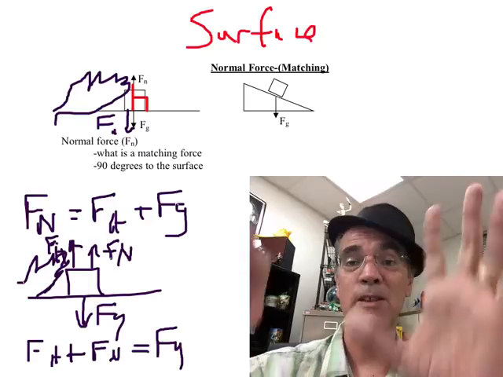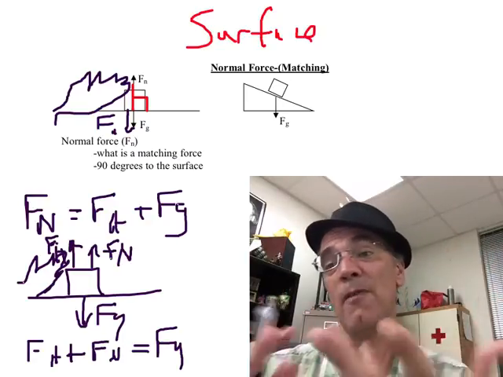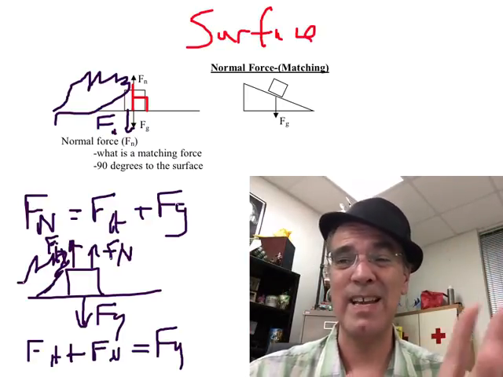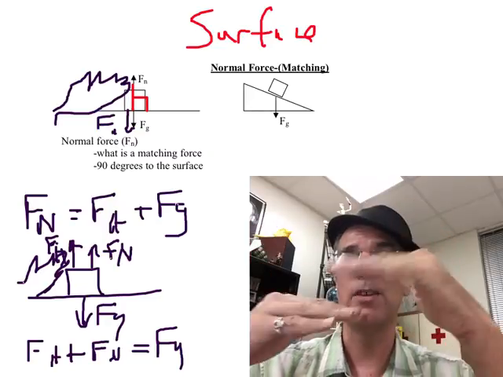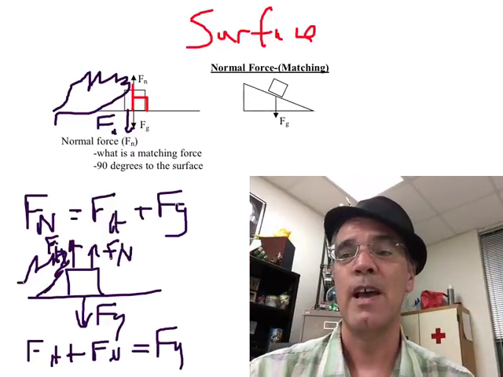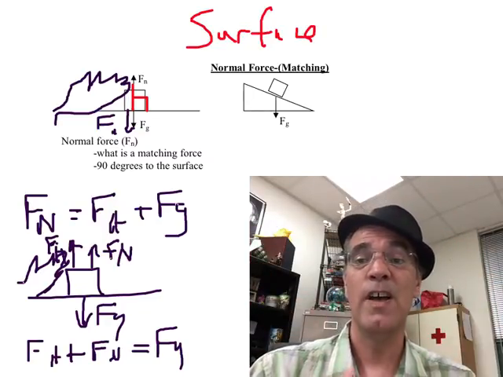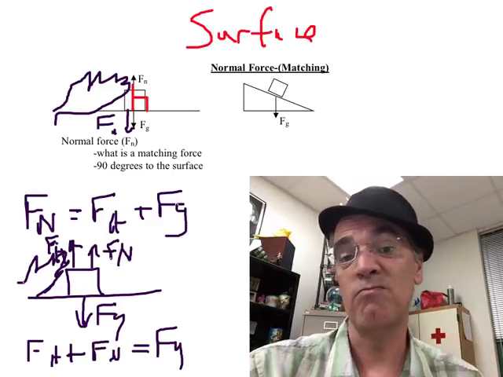Normal force is going to make the two sides equal each other, whatever forces are where. And so it kind of matches things up. It makes sure things cancel in both directions. And so it varies itself so that everything equals.